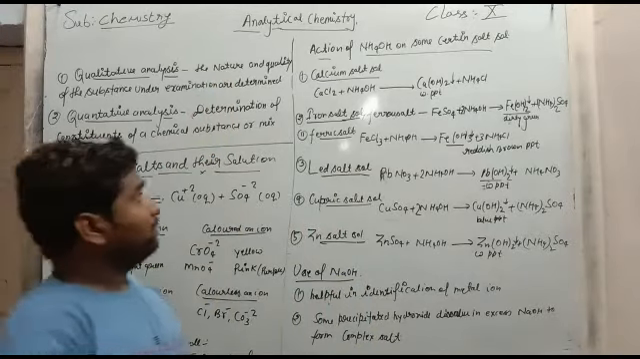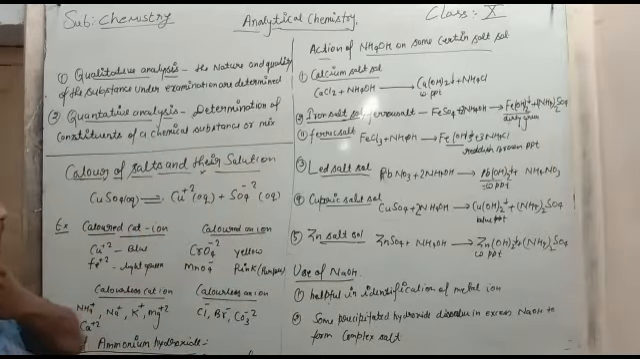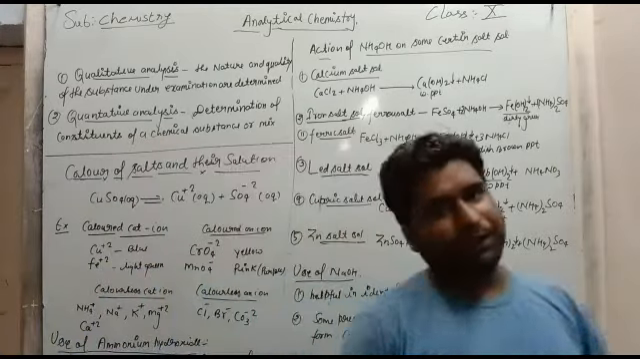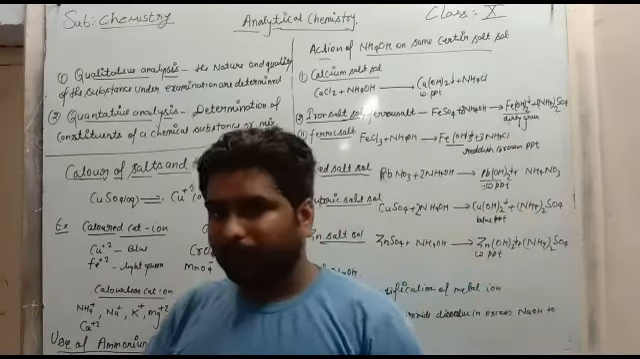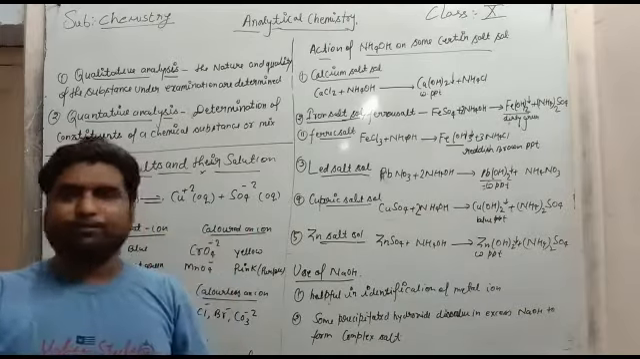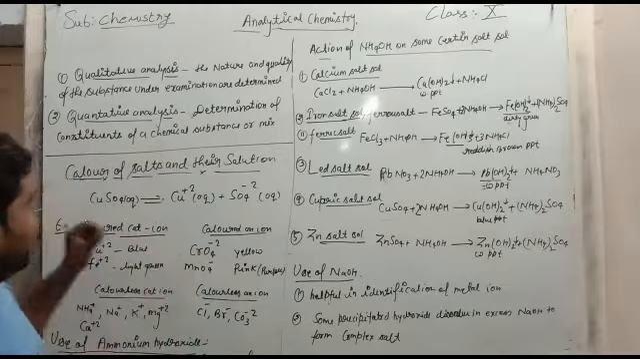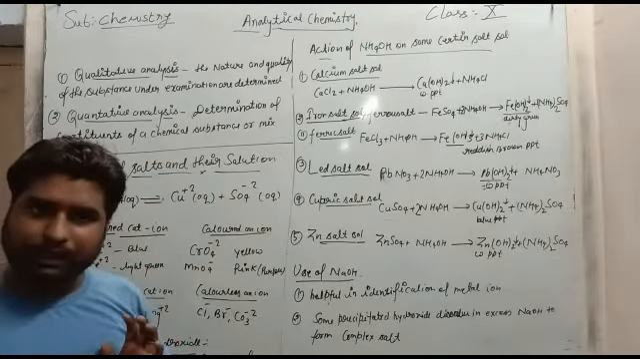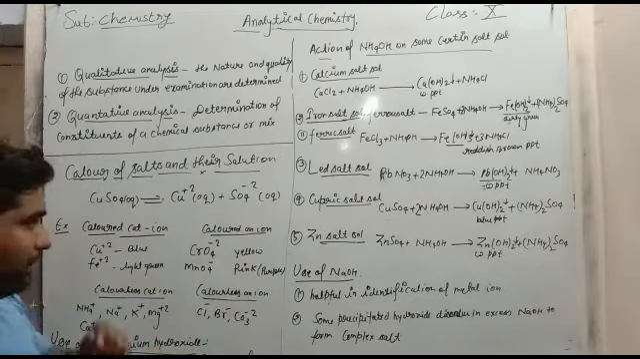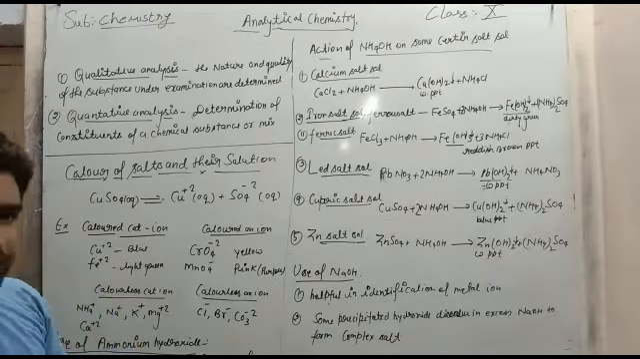This is the fourth chapter for class 10th. In this chapter we will study quantitative and qualitative analysis. You know very well what radicals and ions are. There are two types of ions, cation and anion. Those ions which contain a positive charge are known as cations, and those which contain a negative charge are known as anions. Cations are also known as basic radicals, and anions are also known as acidic radicals.